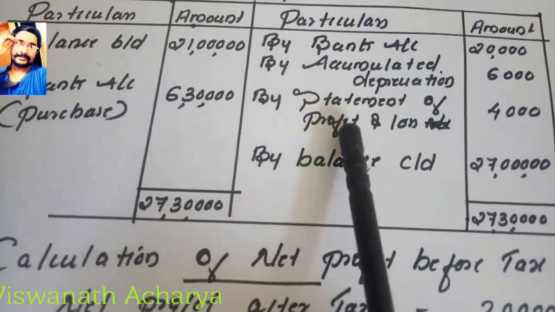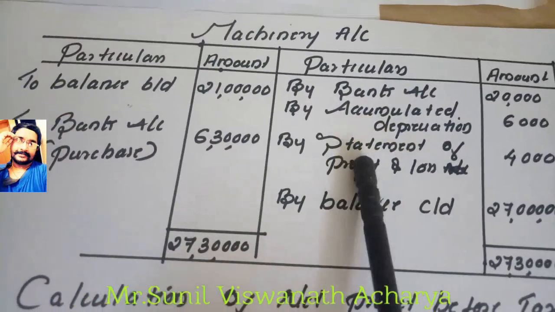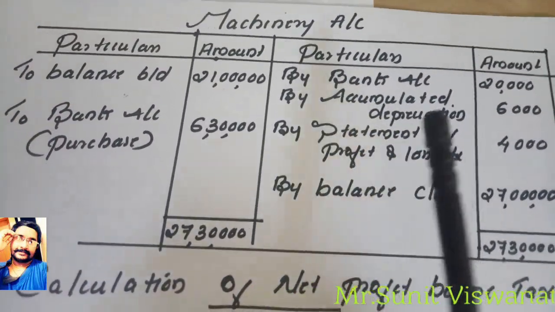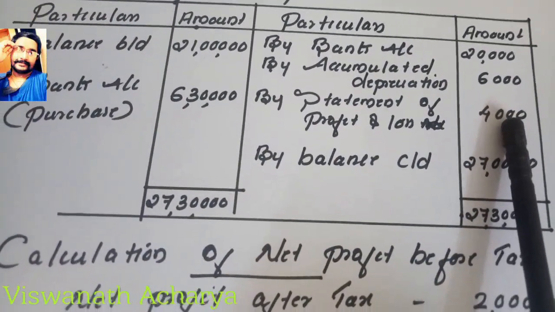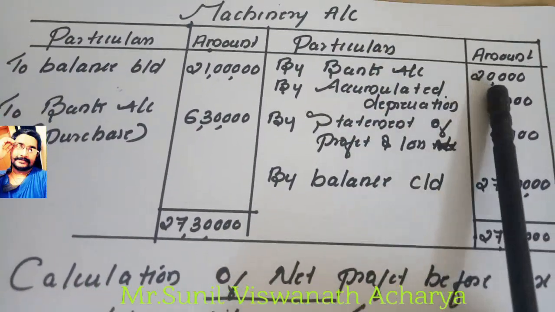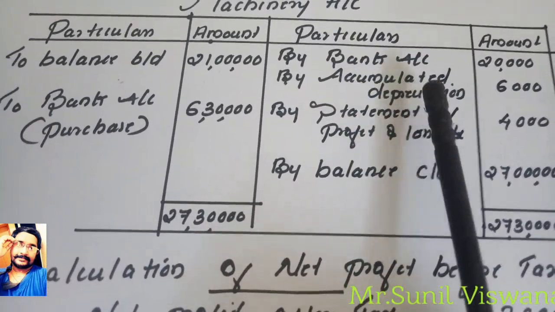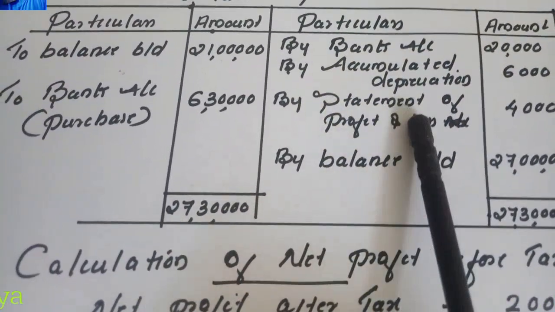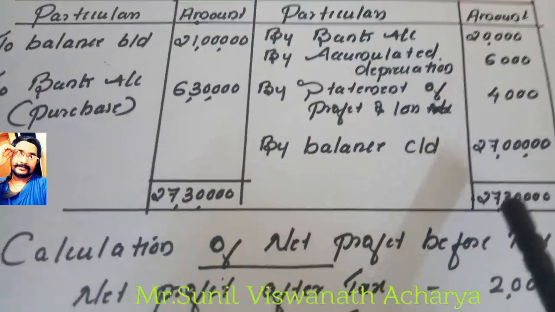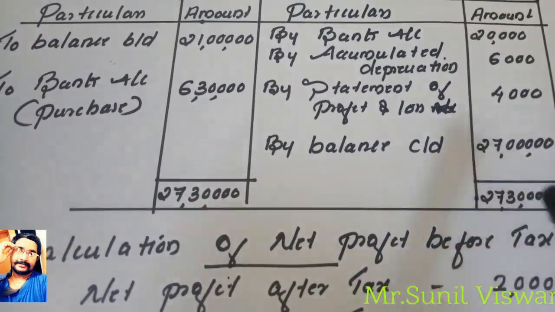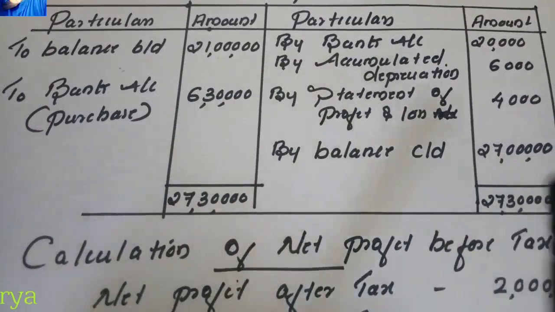So that 4,000 rupees loss in the machinery account, which side will we write? Credit side, statement of profit and loss. This is a loss: loss on sale of machinery, 4,000. So selling price 20,000, transferred accumulated depreciation 6,000, loss on sale of machinery 4,000. Then when you total, we will get 27 lakh 30,000. So on both sides we have written 27 lakh 30,000.